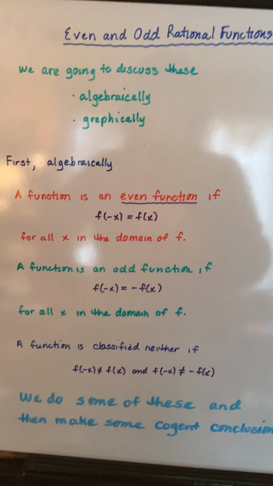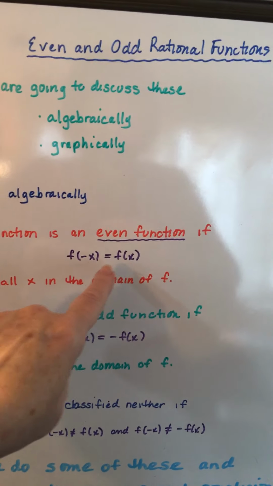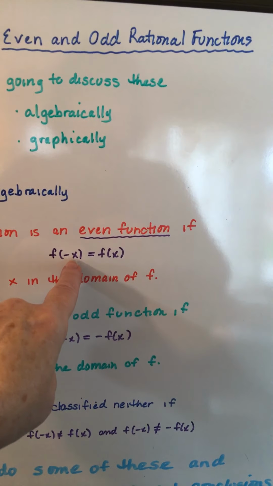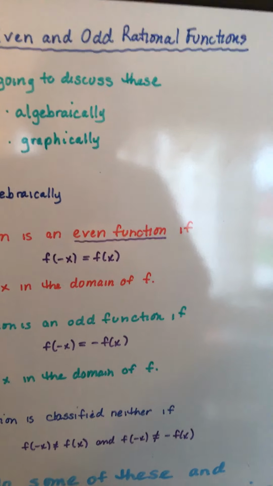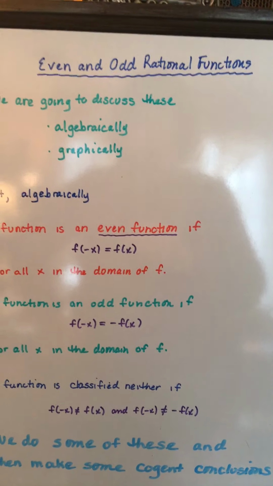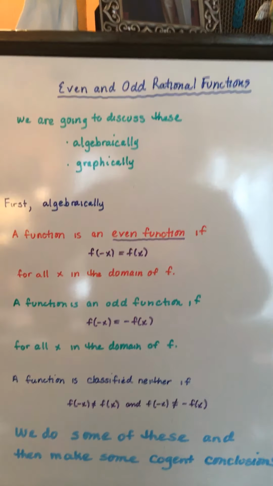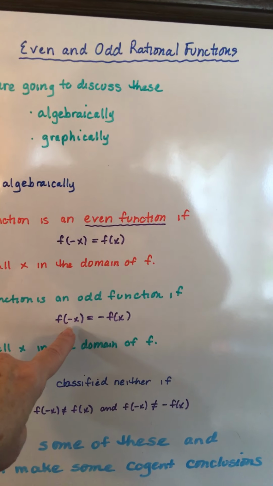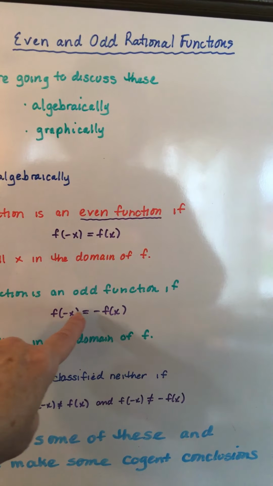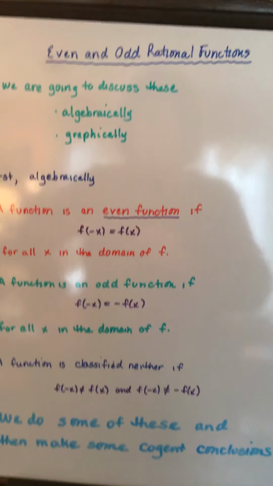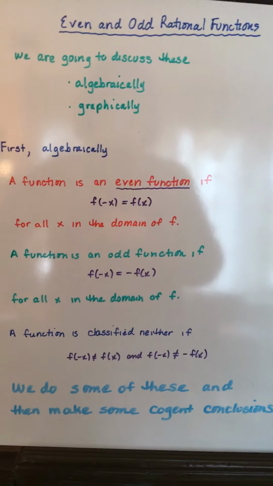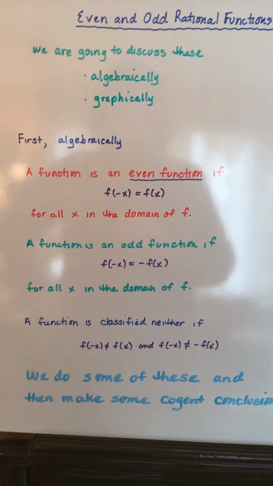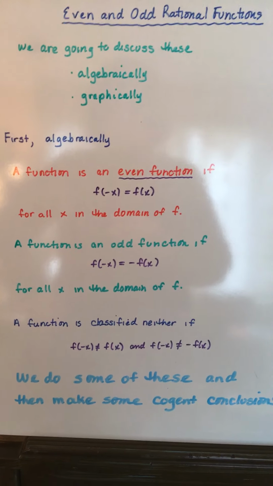So a function is an even function if, wherever there is an x in your f of x, you insert negative x and you get the same answer for all x in the domain. A function is an odd function if, whenever you insert the negative x in for the f of x, you get the opposite as the answer for all x in the domain. A function is classified as neither if neither situation is true.